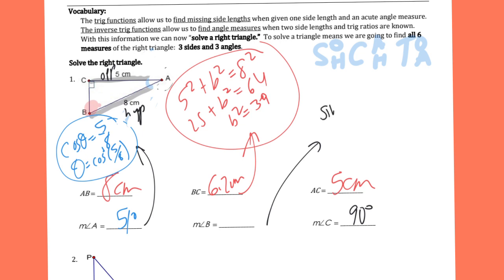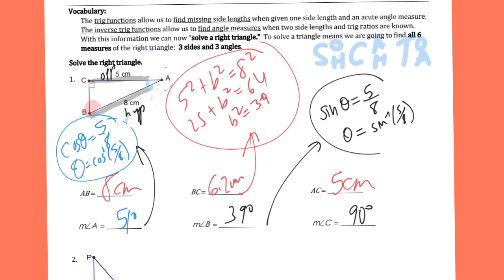So sine of angle B, or we can call it theta if you want to, is going to equal the opposite leg, which is 5, over the hypotenuse, which is 8. Do the inverse sine to both sides to get theta by itself. If you put that in your calculator, theta is going to be 39 degrees. If you did this correctly, all three angles should add to be 180 degrees. Now, I do expect on the last two steps that you use trigonometry using only given values to find those answers.